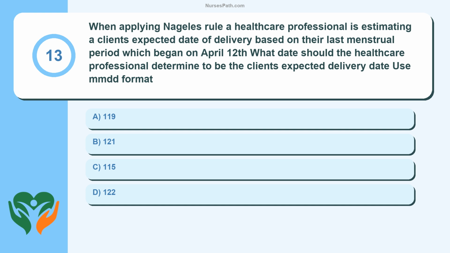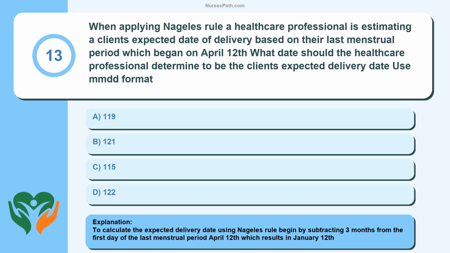Question 13. When applying Nagele's rule, a healthcare professional is estimating a client's expected date of delivery based on their last menstrual period, which began on April 12. What date should the healthcare professional determine to be the client's expected delivery date? Use MM/DD format. 1/19, 1/21, 1/15, 1/22. To calculate the expected delivery date using Nagele's rule, begin by subtracting 3 months from the first day of the last menstrual period, April 12, which results in January 12.